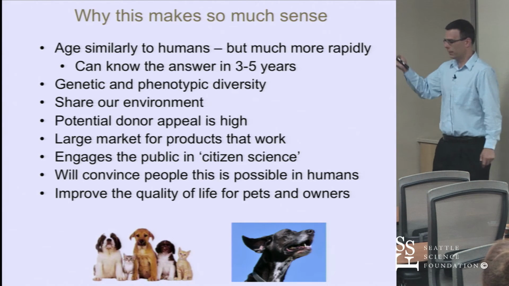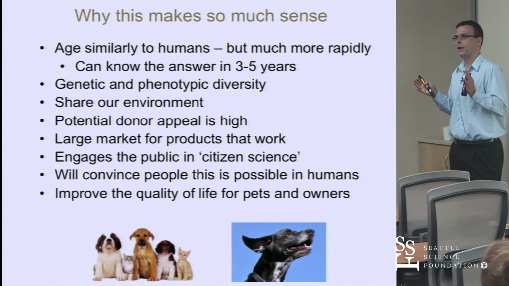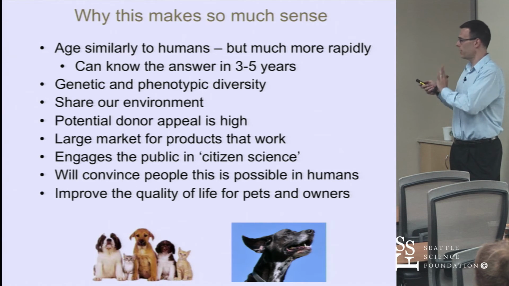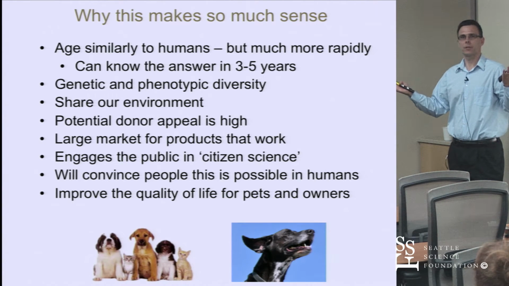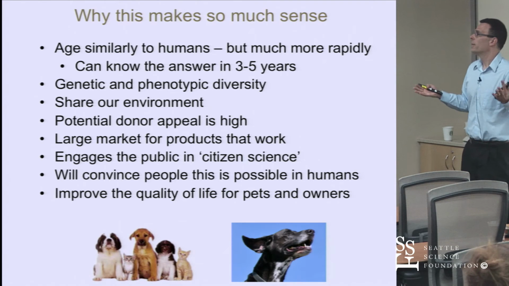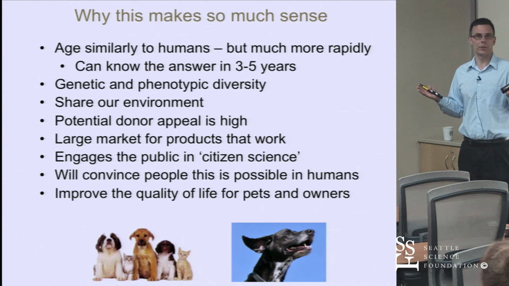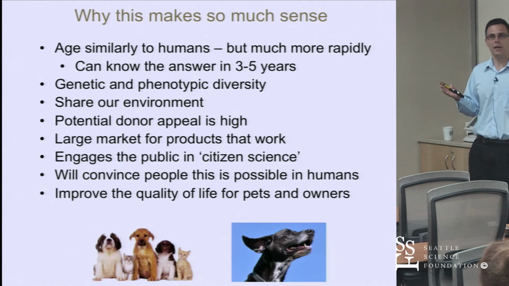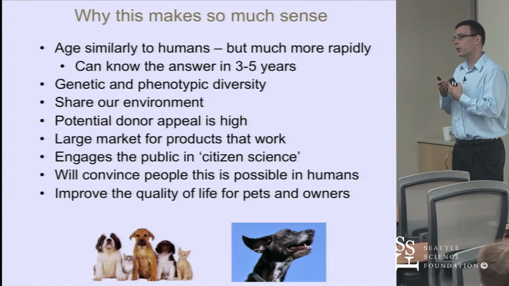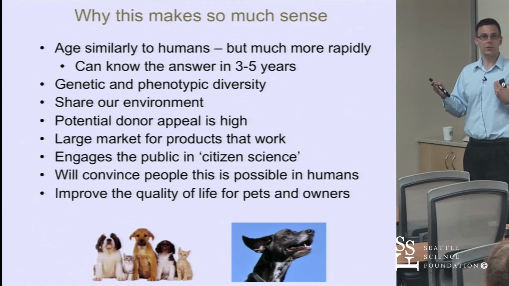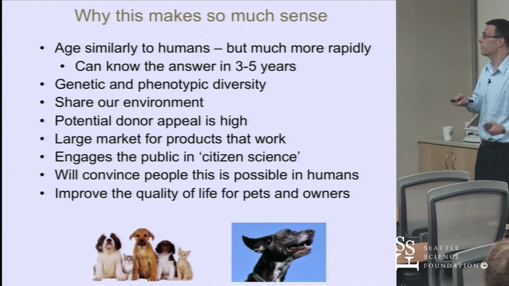I'm not going to read the list to you, but I think there are lots of reasons why this makes sense, and I just want to mention a couple that I think are particularly relevant. How many of you have dogs? Just out of curiosity, okay. So those of you who have dogs, you probably have recognized that our dogs get old, unfortunately, very quickly, right? And they get many of the same age-related diseases that we do. So they age a lot like us, but they do it much more quickly, particularly if you have a big dog like I do. Big dogs age faster than small dogs.